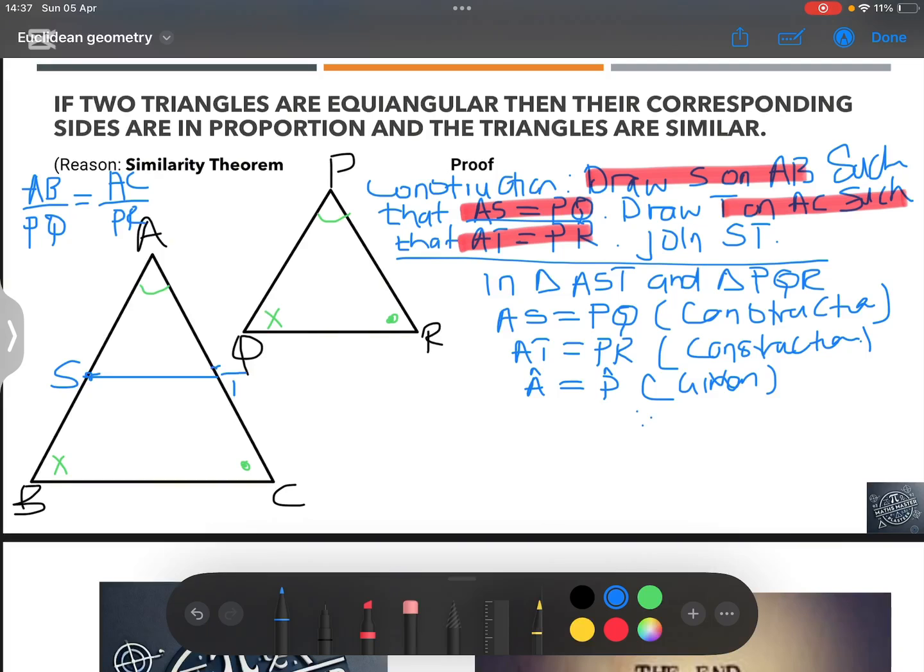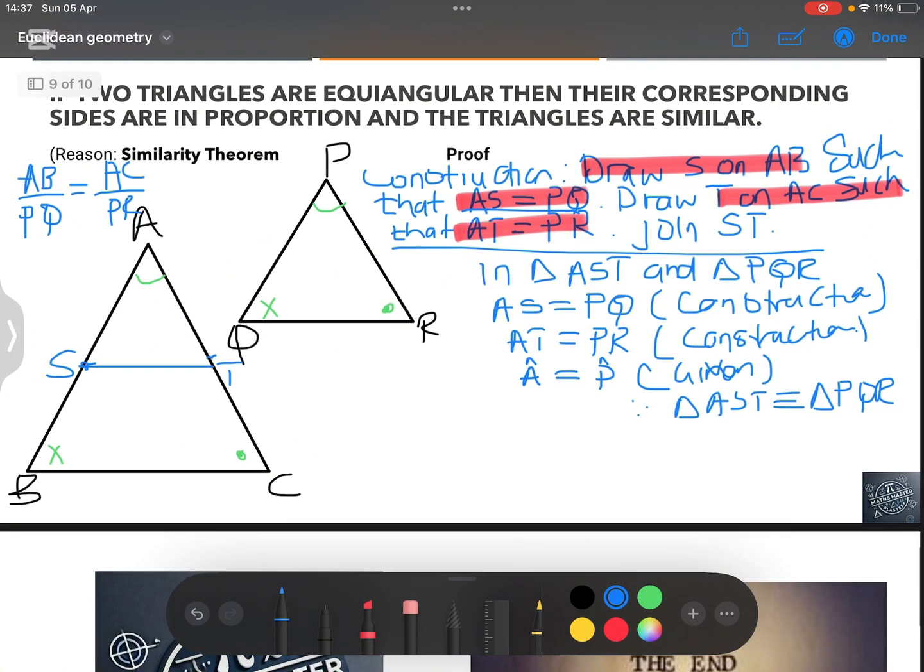Then we can conclude with the three pieces of information that triangle AST is congruent to triangle PQR. Why are we saying it is congruent to the triangle? Because there's a side, angle, side. So we have side, we have angle, side. That's why we're saying they are congruent.